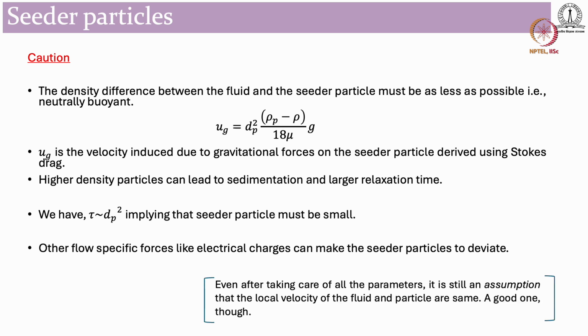And another very important thing which we should be aware of, that even after taking care of all the parameters like the relaxation time, the particle diameter, the density difference, it is still an assumption that the local velocity of the fluid and particle are the same, right? Because again, there will be some kind of relaxation time that the particle will have, although very small, but it will have, and there will be some error, but this assumption is still a good one to get the flow field to a certain reasonable accuracy.